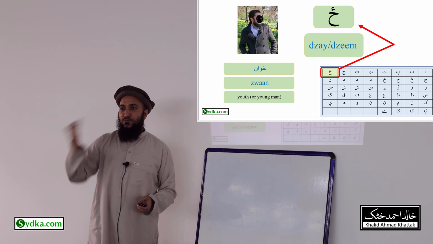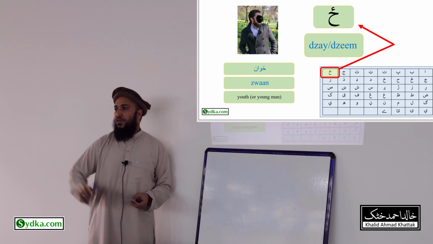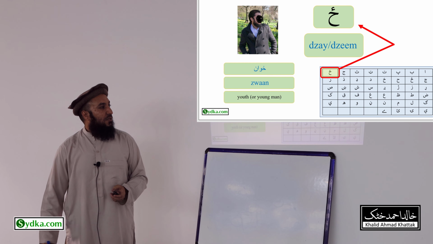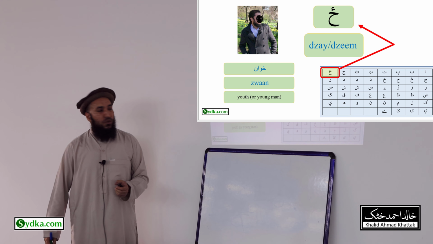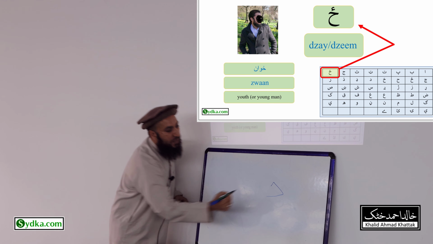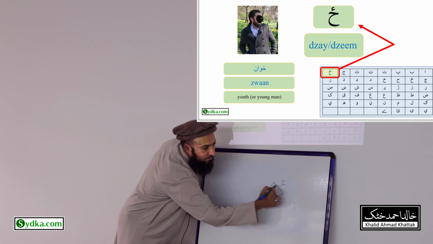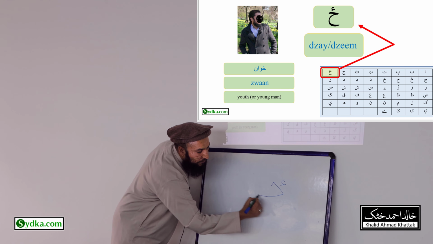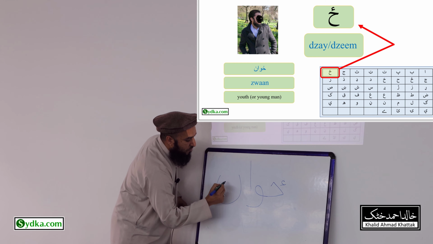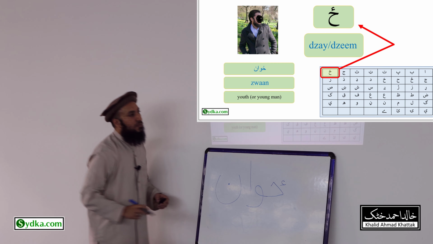Zwana is female. Okay. Zwan, yeah? Something is a young person. Zwan. So Zwan is a youth or a young man, okay? So how you write it is, remember the word we learn, Ze or Zim. Write like this. Waw, Alif, Noon. Zwan.